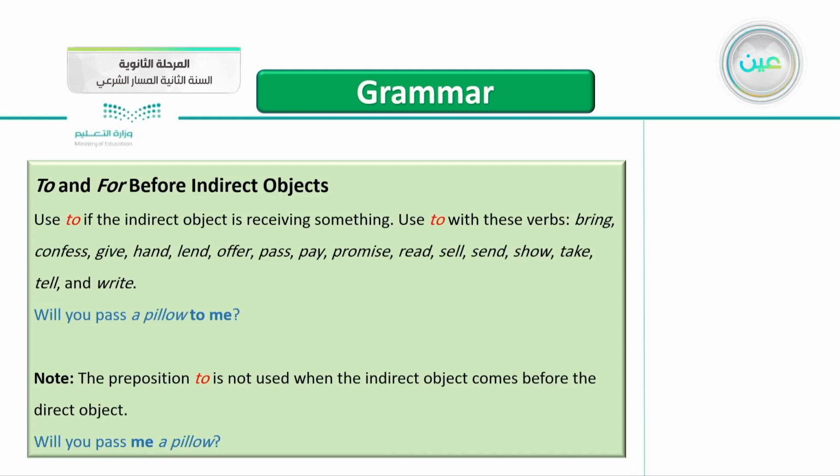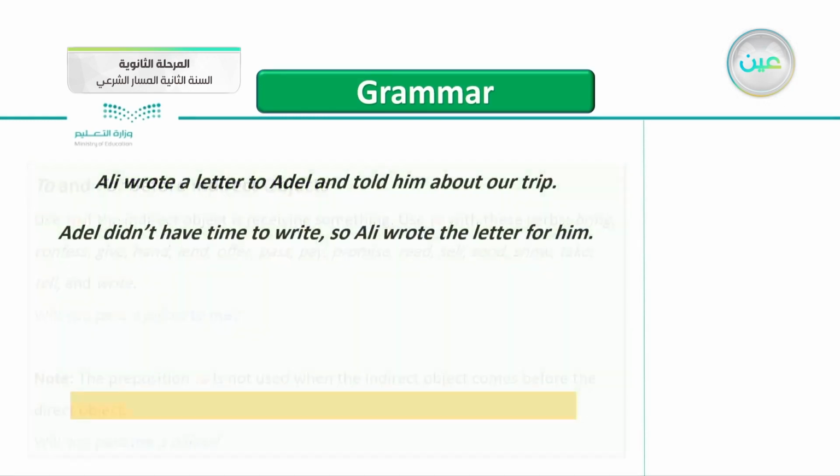Will you pass me a pillow? We don't put "to". There is no "to". If the indirect comes before the direct, we don't use the preposition "to". Will you pass me? "Me", this is the indirect. A pillow, this is the direct. So we don't use "to" here.